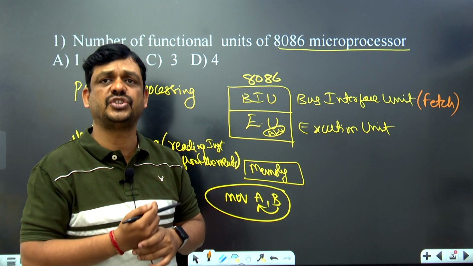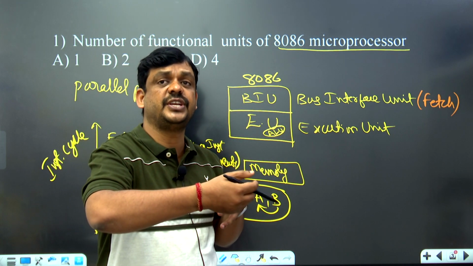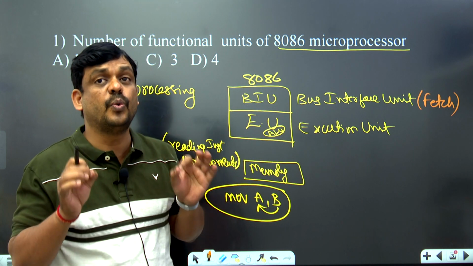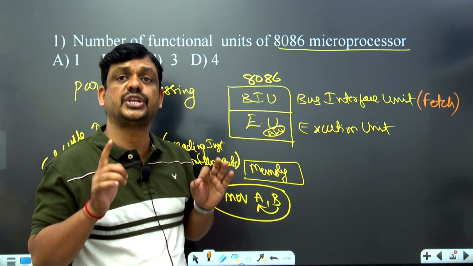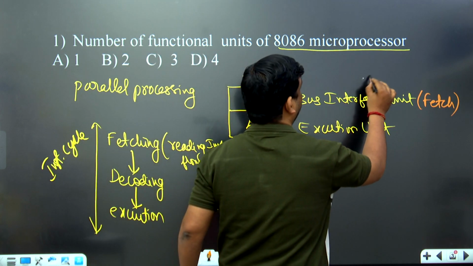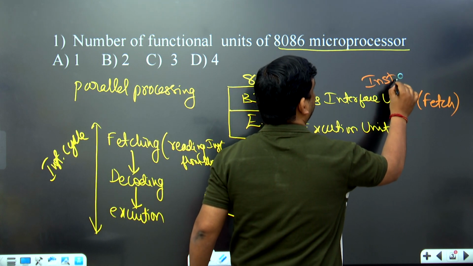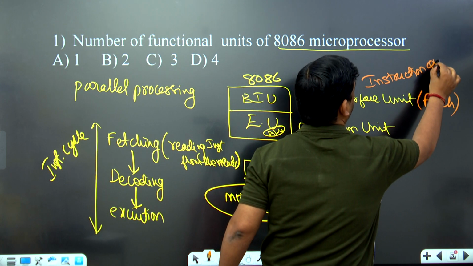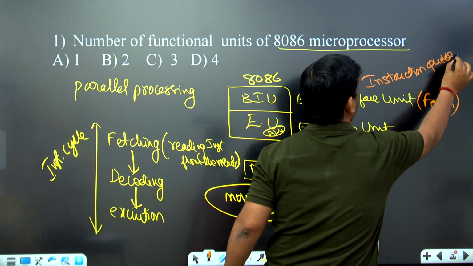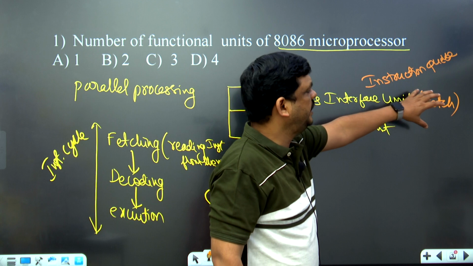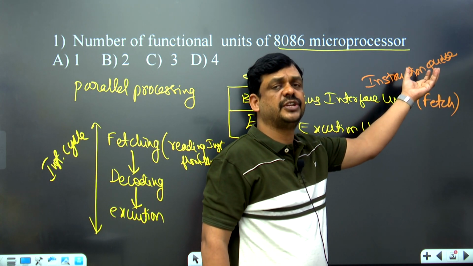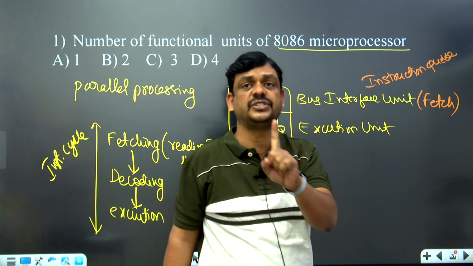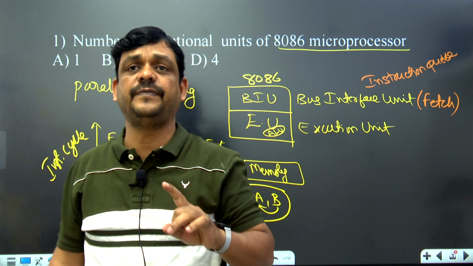So it reads the instruction, and those instructions are stored into one place. That place is called the instruction queue, right? Whatever the opcode of the instruction is, it is stored into one place, that place is called the instruction queue. So these opcodes are stored into the instruction queue. For that purpose, the bus interface unit performs only one function.